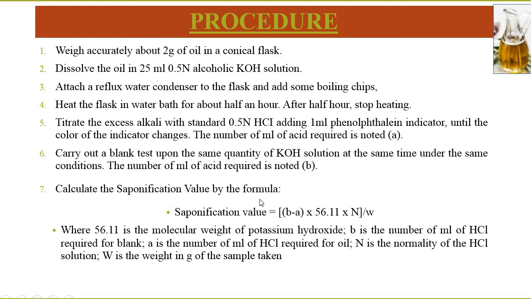Now calculate the saponification value by using this formula. The saponification value is equal to (B minus A) into 56.11 into N divided by W, where 56.11 is the molecular weight of potassium hydroxide, B is the number of ml of HCl required for the blank titration, A is the number of ml of HCl required for the oil, N is the normality of the HCl solution, and W is the weight in gram of the sample taken.